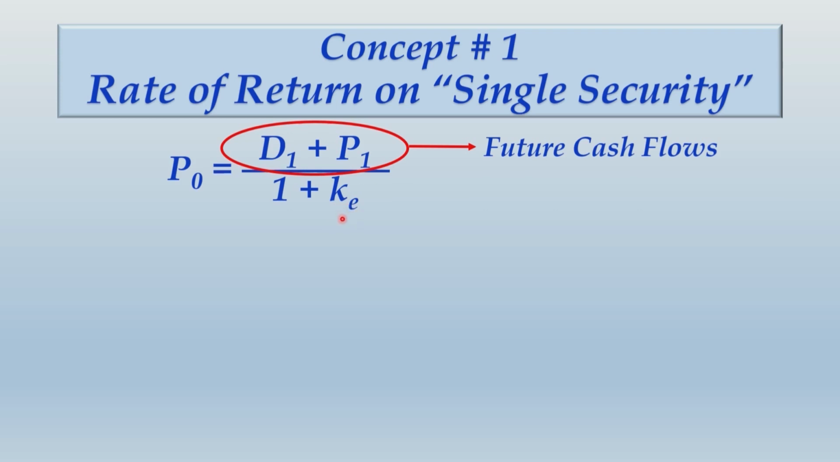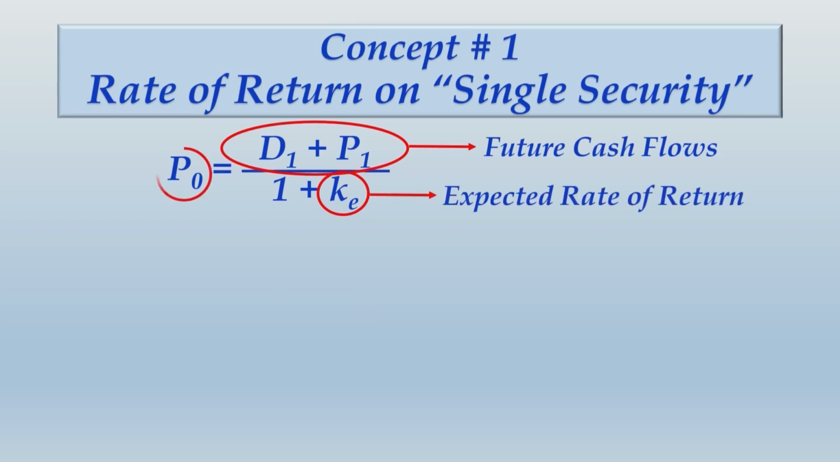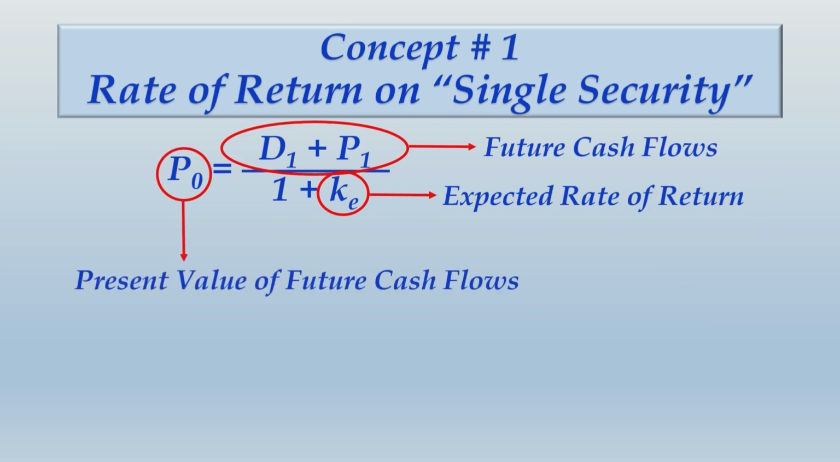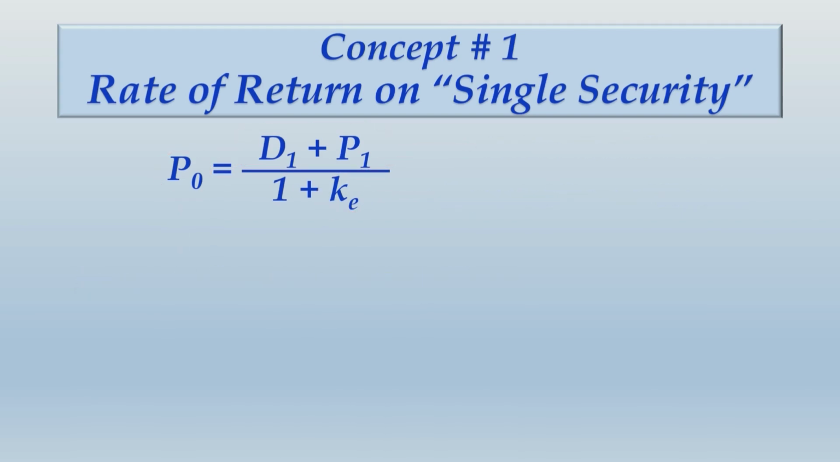Here expected rate of return has been symbolized as KE. So KE indicates expected rate of return for the investor, and eventually P0 would be nothing but the present value of future cash flows. So let us understand the meaning of all these variables as well.